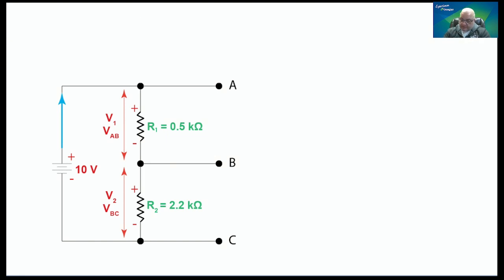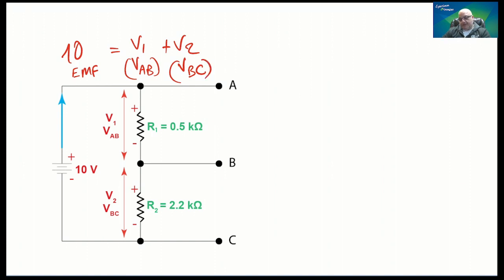In this example, what you're seeing is that there is the power supply, the first resistor and the second resistor. Obviously, Kirchhoff's law is going to say that the 10 volts that are generated as EMF, the electromotive force, are supposed to be equal to V1, which is the same as VAB, plus V2, which is VBC. So this is the application of Kirchhoff's voltage law.